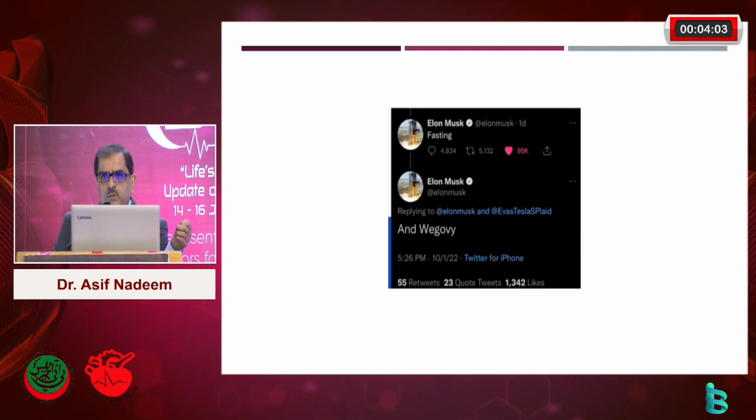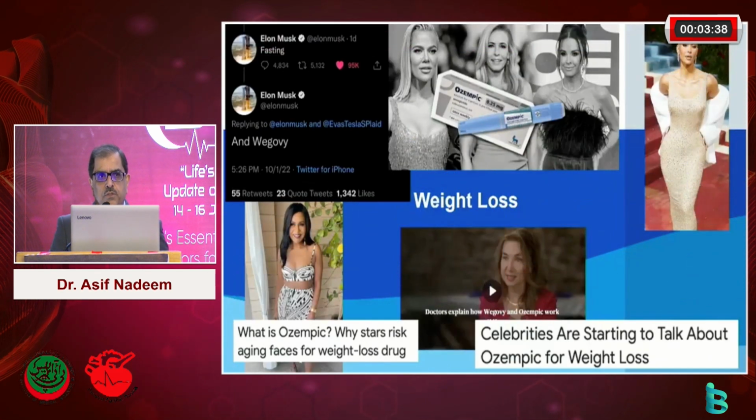So this is a tweet from Elon Musk. We all understand who Elon Musk is. He is one of the richest persons in this universe. He is owner of Tesla, owner of SpaceX, and he is also owner of Twitter now. Before he was the owner of Twitter, he tweeted that he had reduced weight with the help of fasting and Wegovy. And this was a revolution. With that tweet, there were multiple retweets, and it became the top trend in recent years.